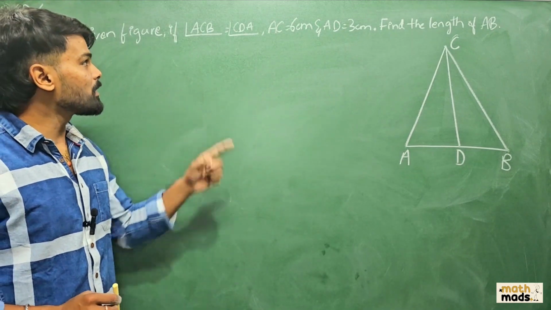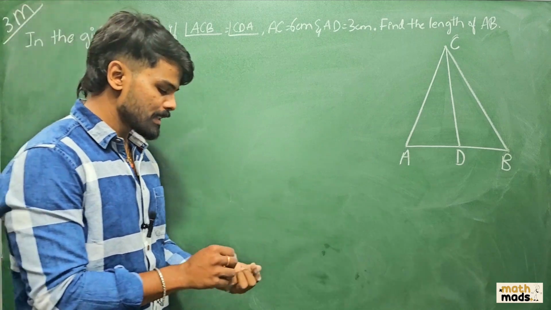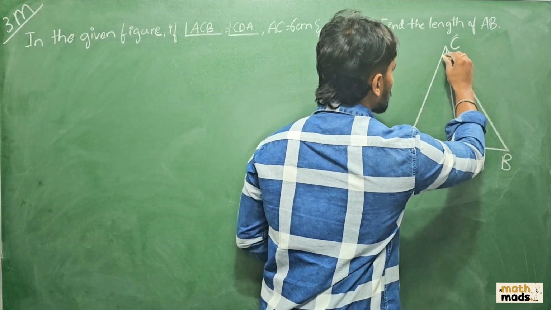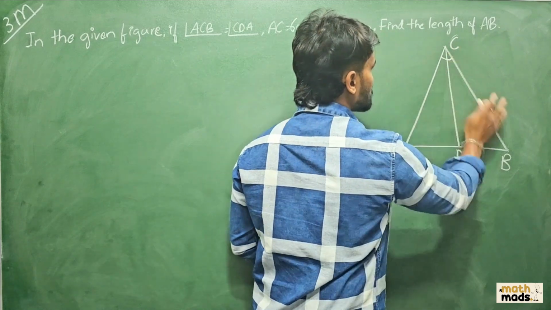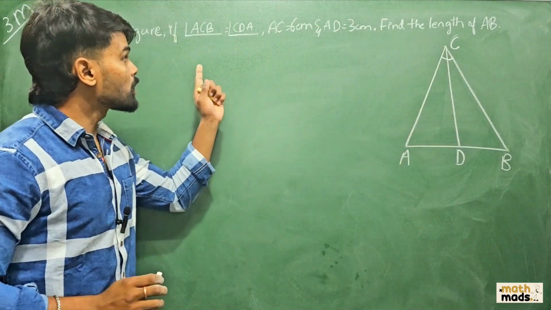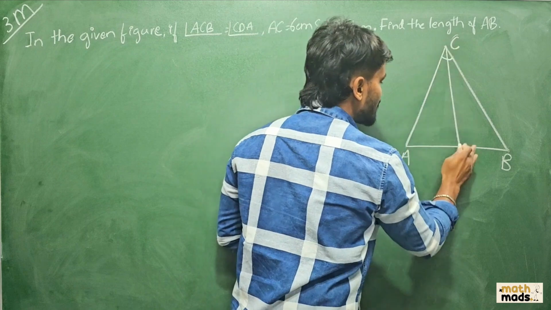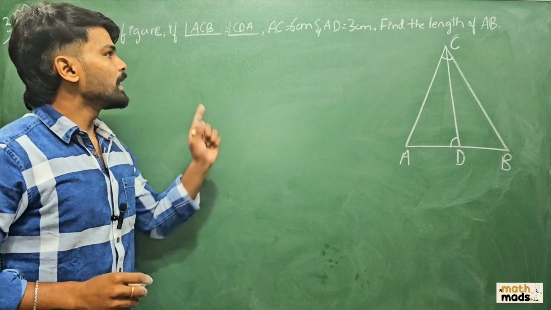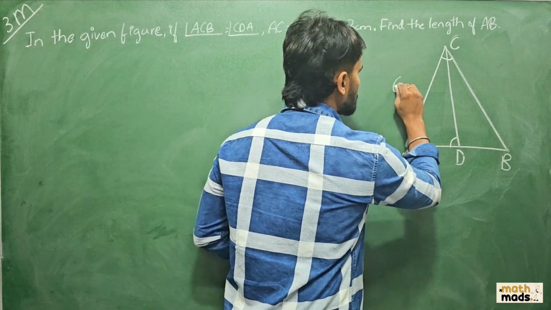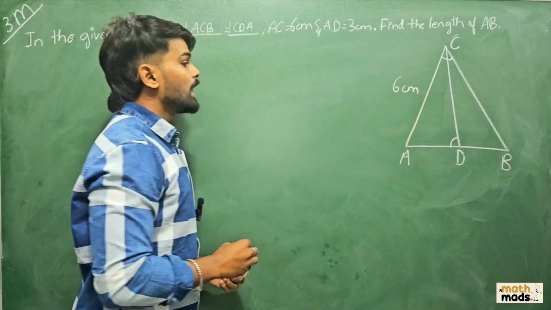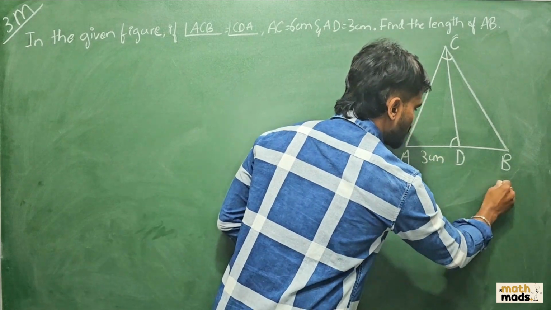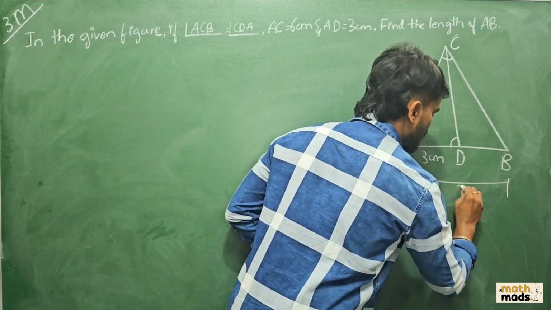So what is the first thing they have given? Angle ACB is equal to angle CDA. Let us try to identify it. Angle ACB, the whole angle, is equal to angle CDA, so this angle. Both of them are equal. AC is equal to 6 centimeter. AD is equal to 3 centimeter. We have to find the length of this whole line AB.